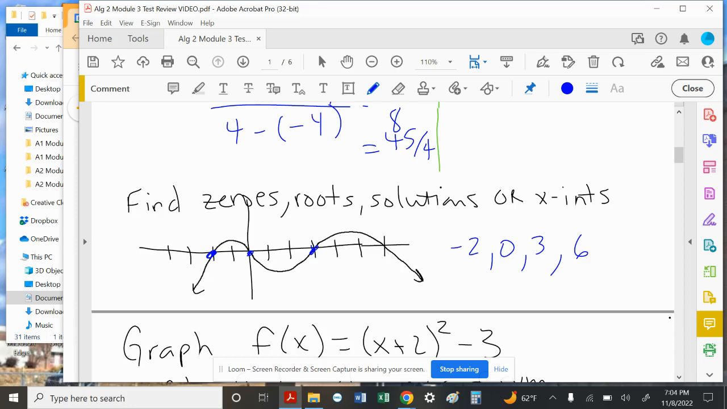Okay, and if you want to write out the points, you can do that too. That would be (-2, 0), (0, 0), (3, 0), and (6, 0).